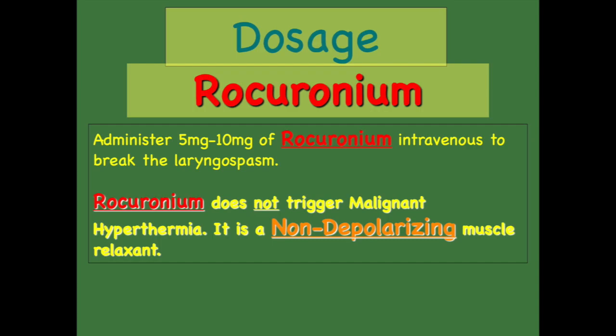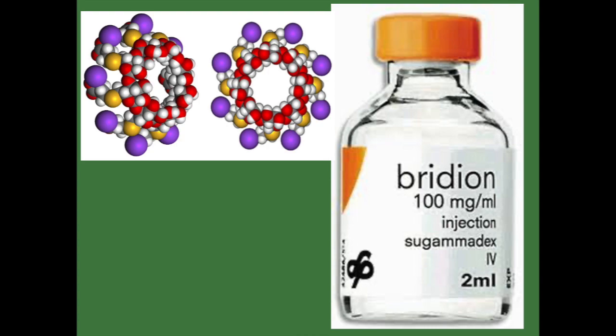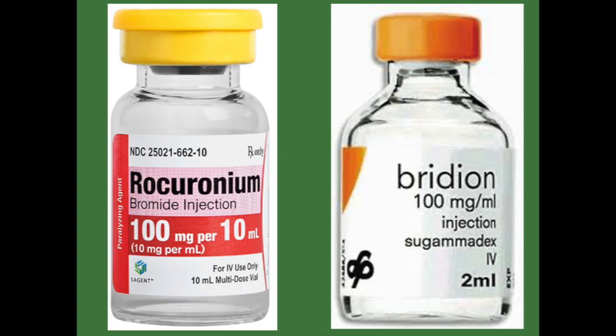And the nice thing with rocuronium now is that it's rapidly reversed with a dose of Sugammadex. The dose for Sugammadex is 2 milligrams per kilogram, and there's 200 milligrams in one of these bottles. It takes a while, though, for rocuronium to circulate, especially in low doses, to break the laryngospasm. Again, I'm not a fan of any of the 3 ways to break the laryngospasm, be it lidocaine, succinylcholine, or rocuronium.